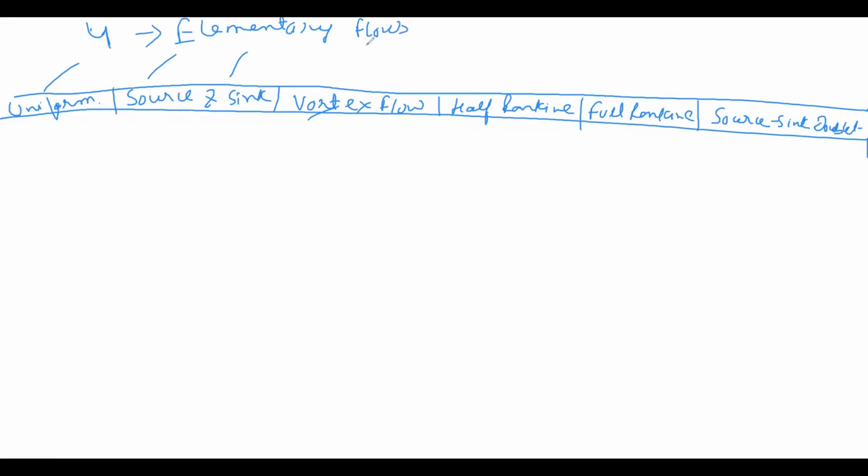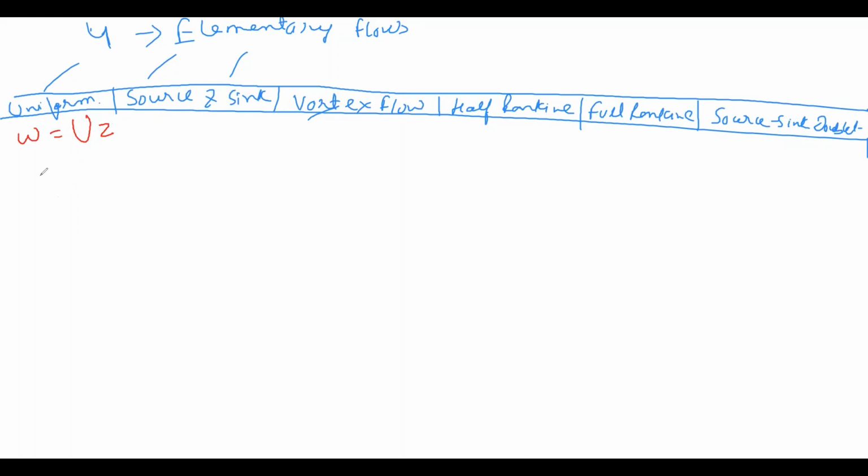Now it's very easy to learn the formulas. Just learn the formula and get the answer. I will show you how. Uniform flow is very simple. Here W is equal to capital U times Z. Now W you know, Z you know. Z is x plus iy.